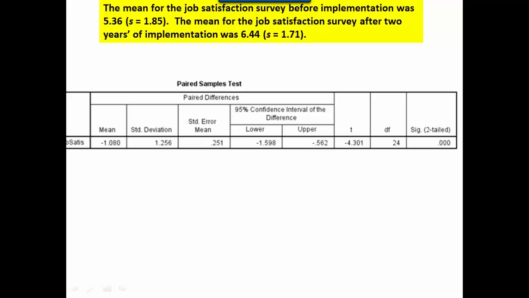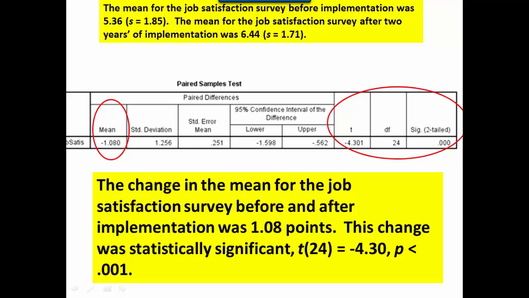Next, I look at the results of my dependent t-test. I can report the change between the two means was statistically significant. That probability, significance two-tailed over there, is below 0.05, which was my significance level. So I write that up. The change in the mean for the job satisfaction survey before and after implementation was 1.08 points. This change was statistically significant. T, 24 degrees of freedom, equals negative 4.30, p less than 0.001.